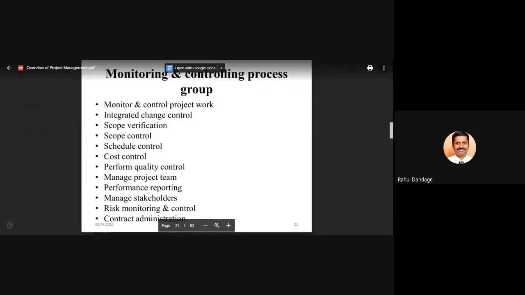We have to go for integrated change control. So if there are any changes required, if there are any modifications required, so we have to take into account the changes, and we have to integrate this change control within your project life cycle. Then scope control, scope verification, controlling the schedule. If we feel that the schedule is going beyond the expected boundaries, expected timelines, then we have to make certain activities which will be controlling, which will be bringing back the schedule to the normal.